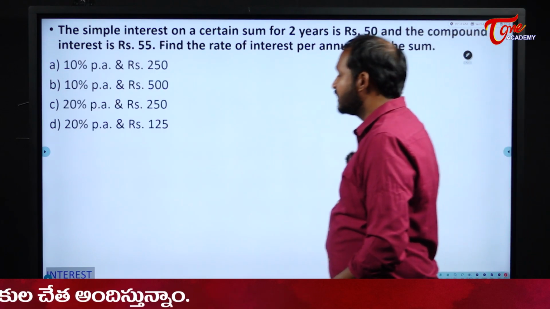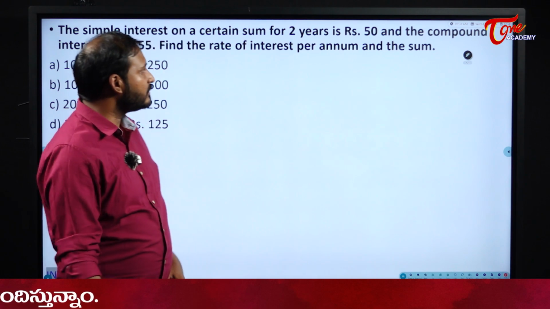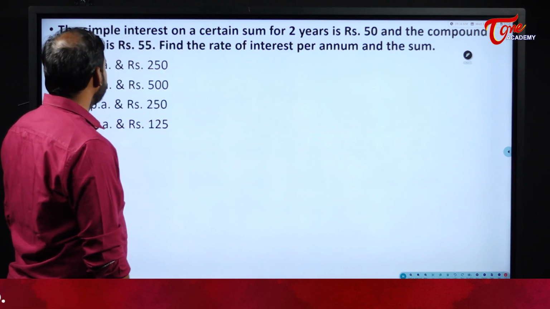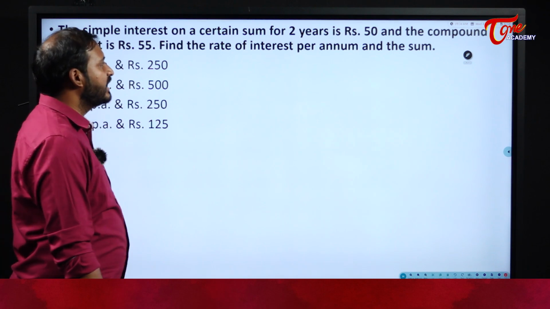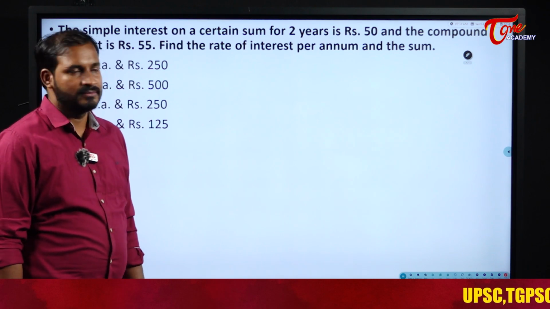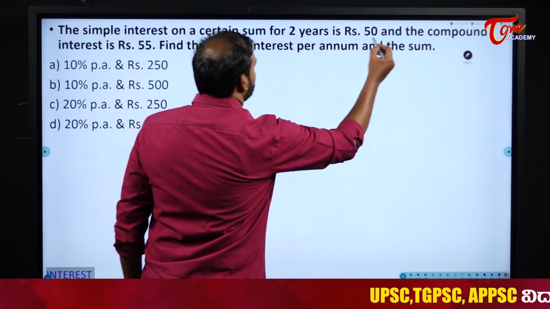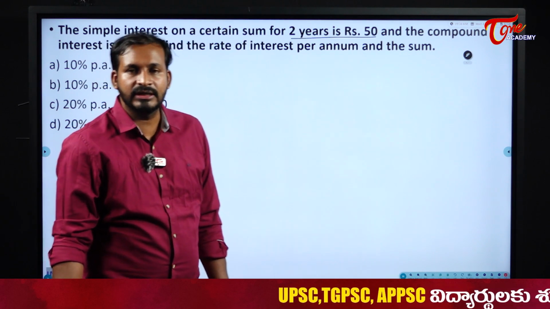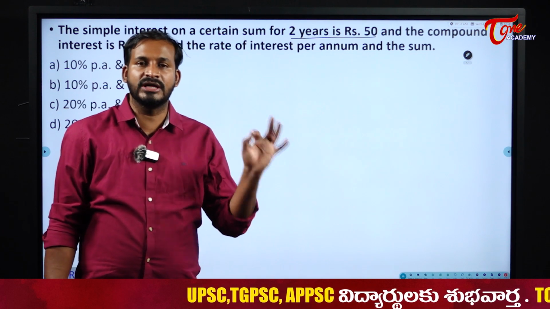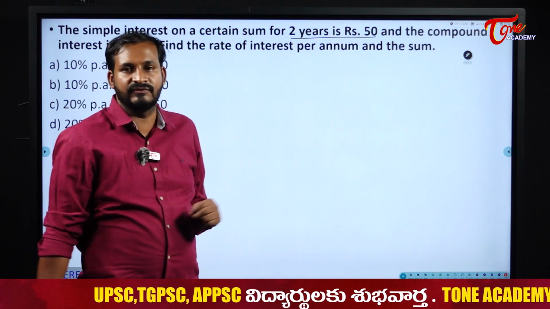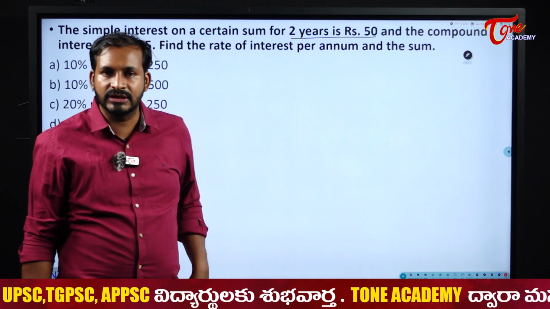The next question. The simple interest on a certain sum for 2 years is 50 rupees and the compound interest is 55 rupees. Find the rate of interest per annum and the sum. Simple interest for 2 years is 50 rupees. And we know one more thing: the simple interest remains constant throughout the duration. For 2 years, if it is 50 rupees, what about for 1 year, students?